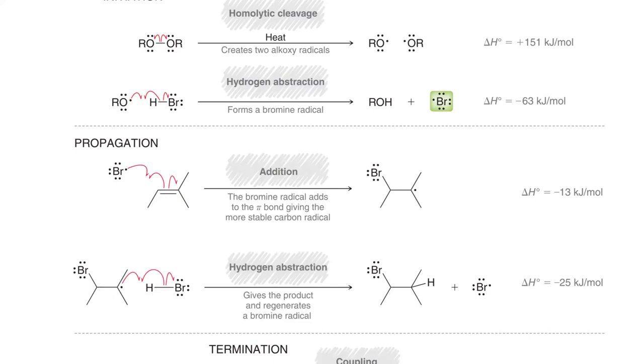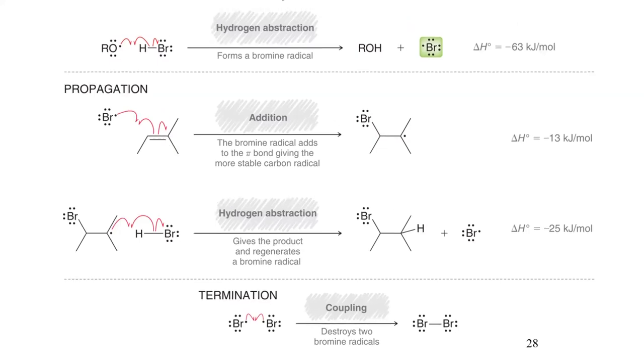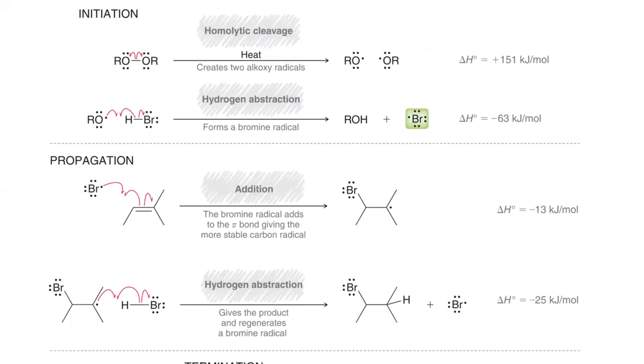And then once we have the carbon radical, it can continue the reaction by finding another HBr molecule. So we do another hydrogen abstraction from the hydrogen bromide, and now we've made another bromine radical. And all of these steps, other than our very first initiation step, are downhill in energy. So this is another case of once you get this thing going, it goes until you run out of everything.